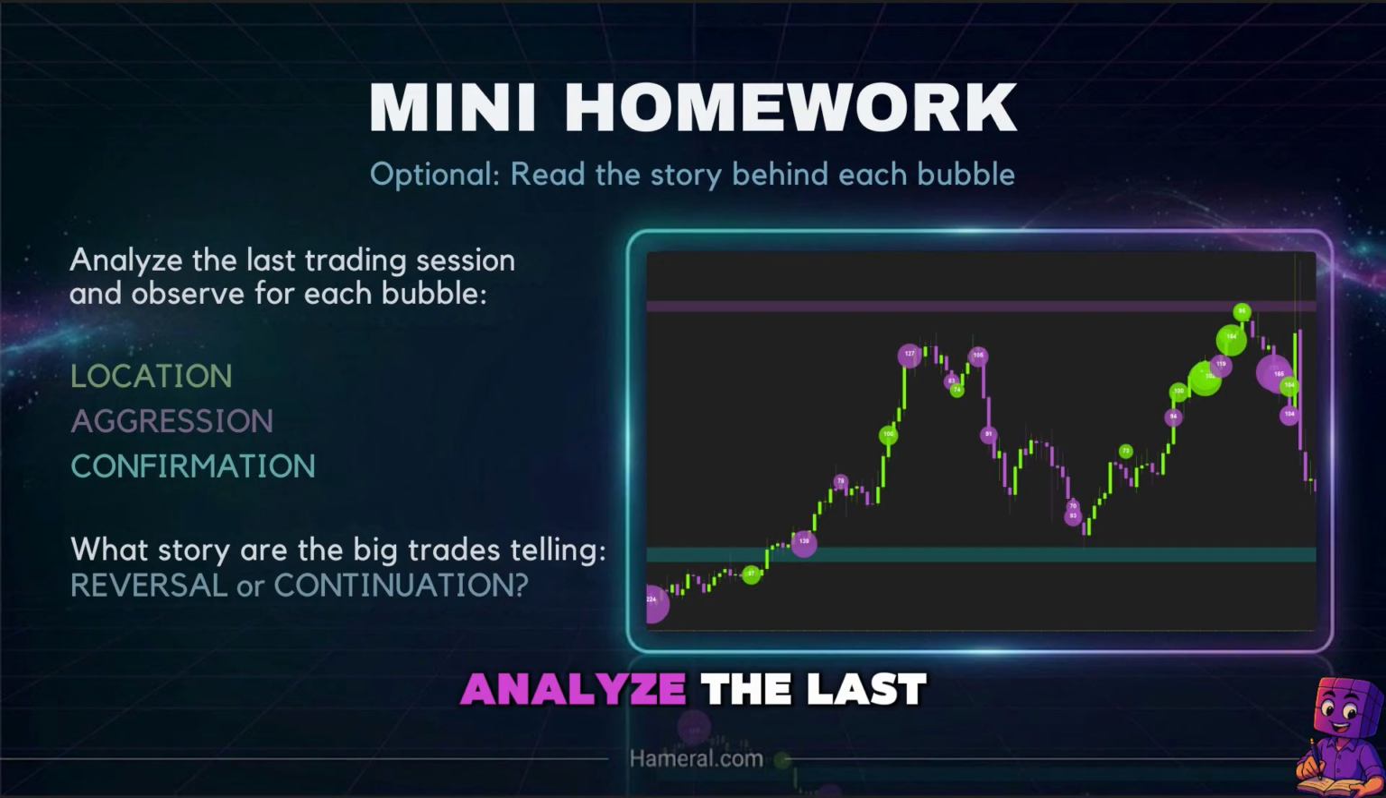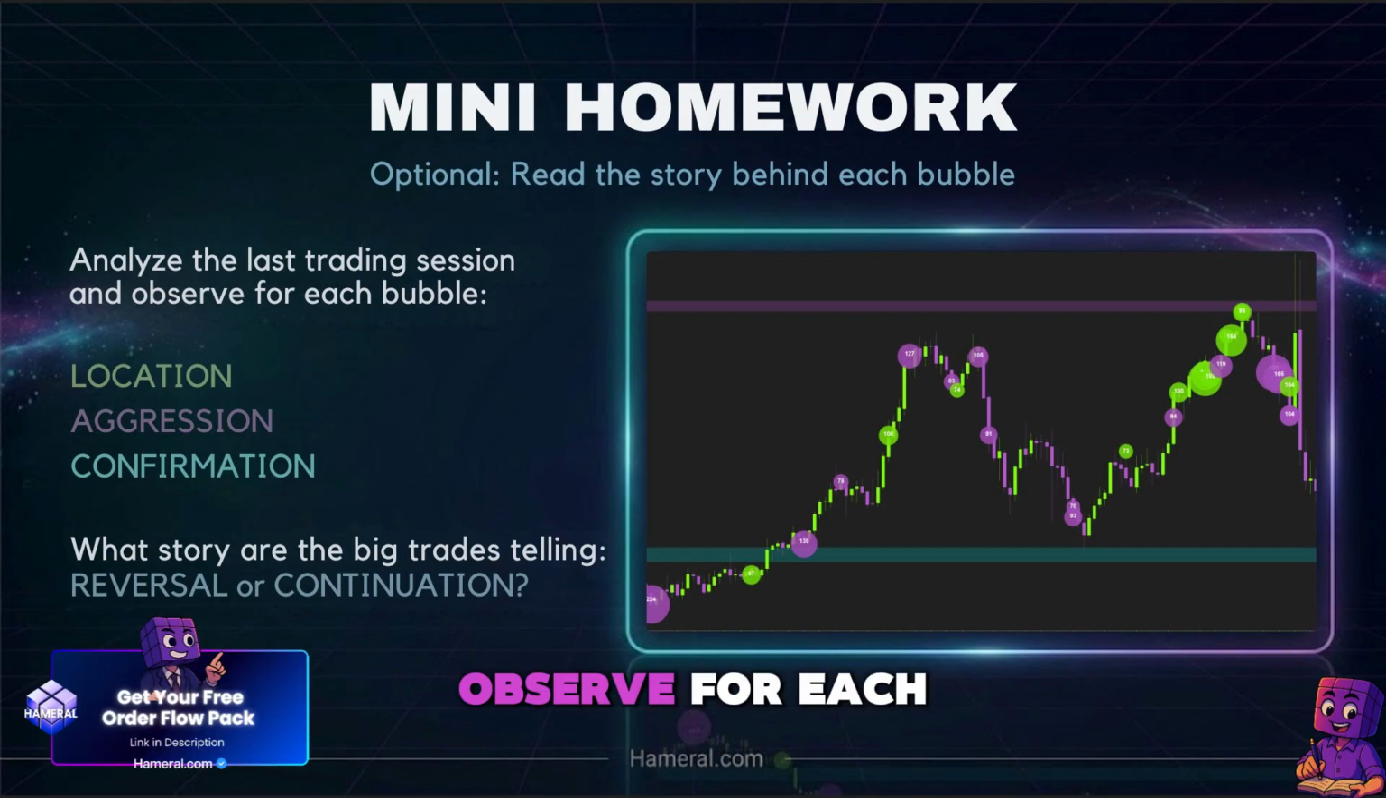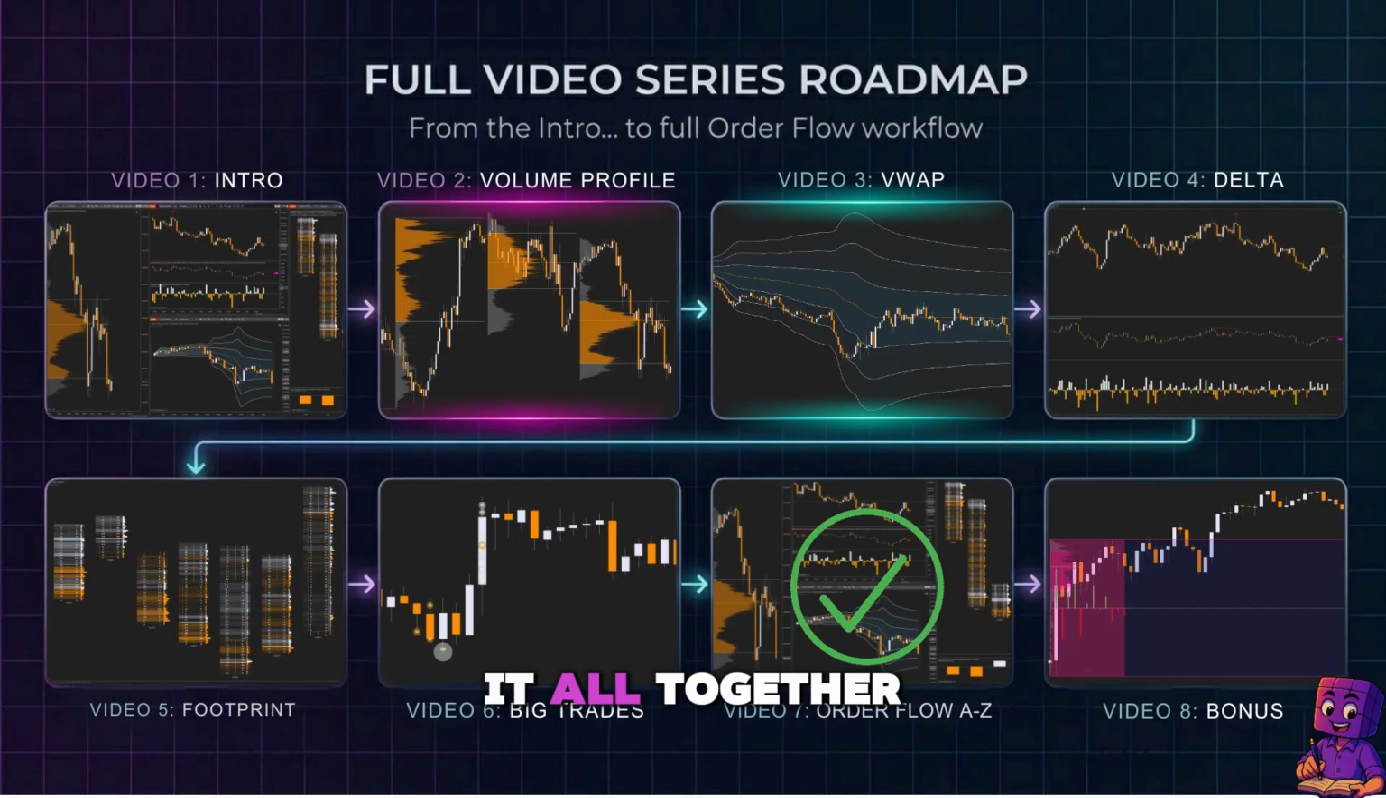Mini homework: analyze the last trading session and observe for each bubble location, aggression, confirmation. What story are the big trades telling? Reversal or continuation? In the next episode, we put it all together. Order flow A to Z.